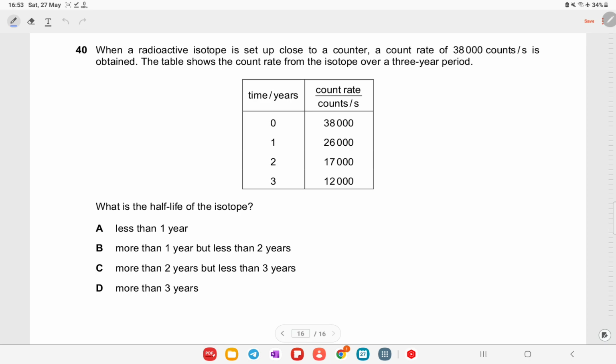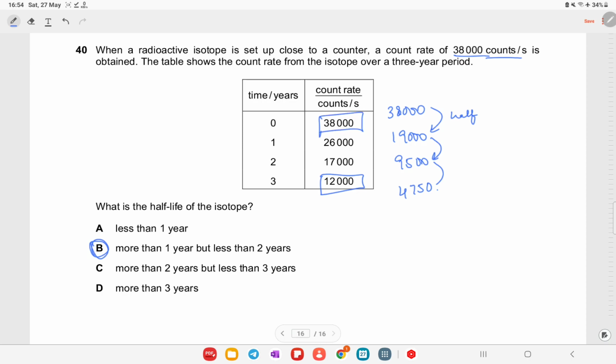When a radioactive isotope is set up close to a counter, a count rate of 38,000 counts per second is obtained. The table shows the count rate from the isotope over a 3-year period. What is the half-life of the isotope? How you are going to solve this question, B is the right answer. So now you see this: 38,000, half of this is going to be 19,000, then 9,500, and dividing by 2 again it's going to be 4,750. I was basically checking how many half-life cycles it has come up to.